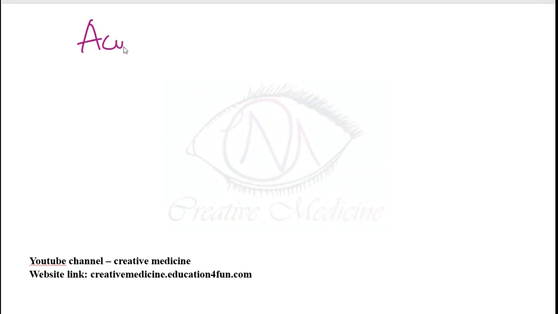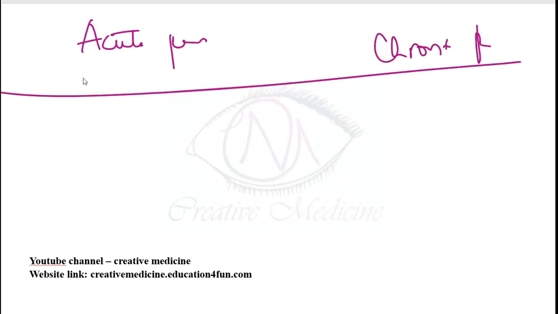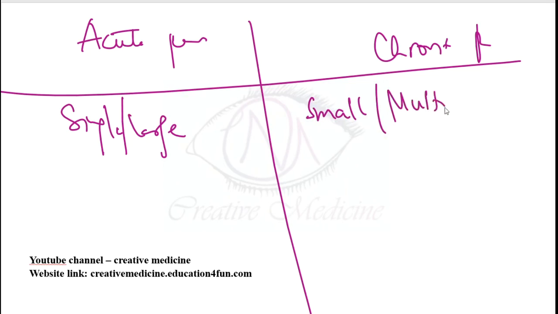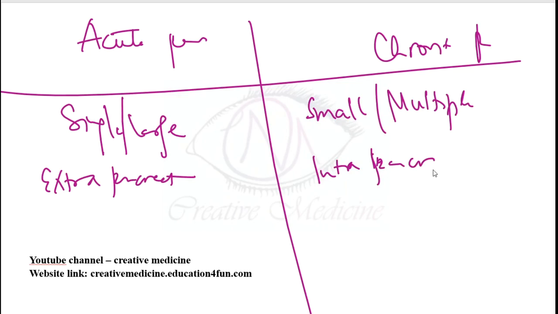Next we have acute pancreatitis differences. Acute pancreatitis and chronic pancreatitis both can result in pseudocyst formation. In acute pancreatitis, a single or large pseudocyst will be seen, but in chronic pancreatitis, small and multiple cysts are seen. In acute pancreatitis, extrapancreatic cyst is most common. In chronic pancreatitis, intrapancreatic cyst is most common.